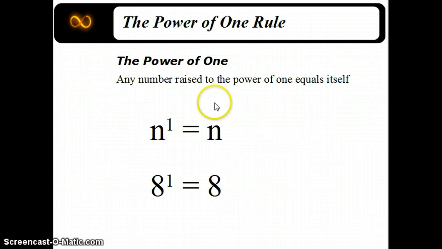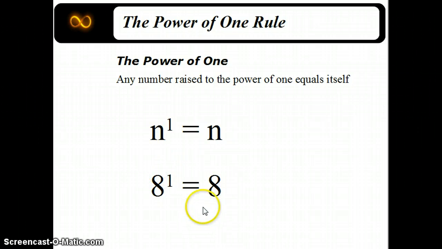The powers of 1 rule. Any number raised to the power of 1 equals itself. So this is pretty self-explanatory. This is n, any number raised to the power of 1 gives me n. 8 raised to the power of 1 gives me 8. And that's not as important as if we go backwards. 8 is the exact same thing as saying 8 to the power of 1. And any number without an exponent means that number to the power of 1.